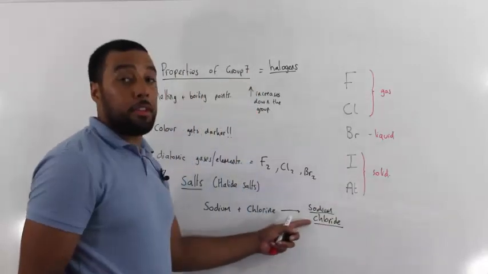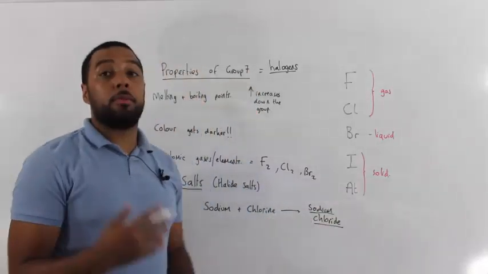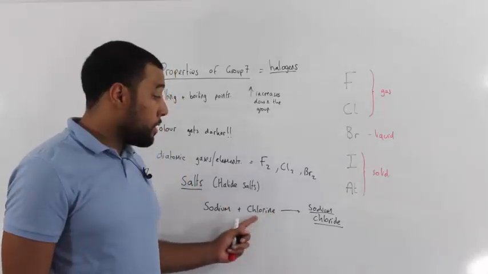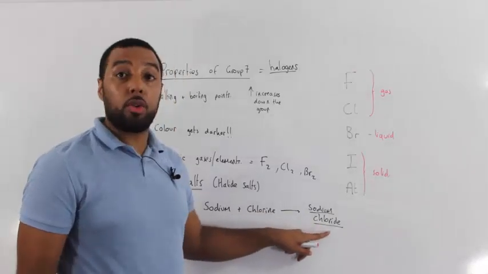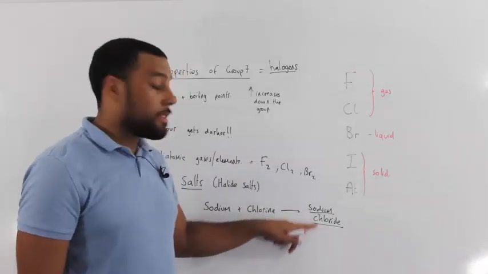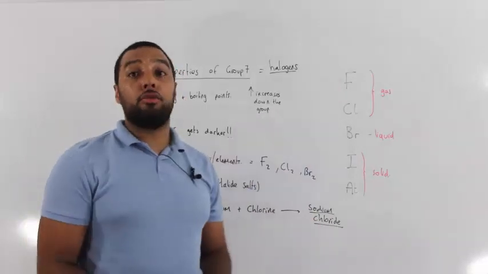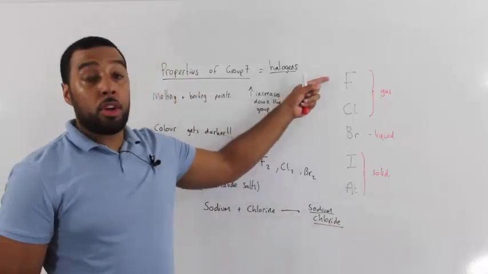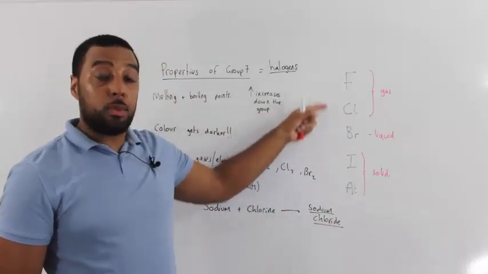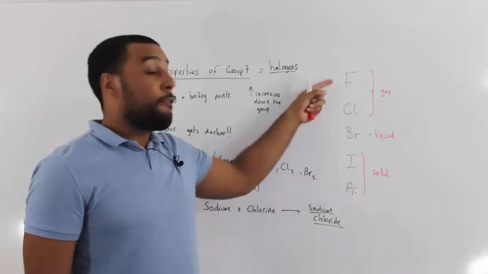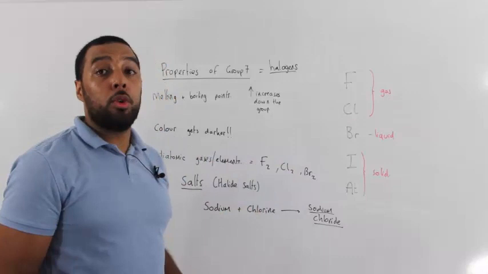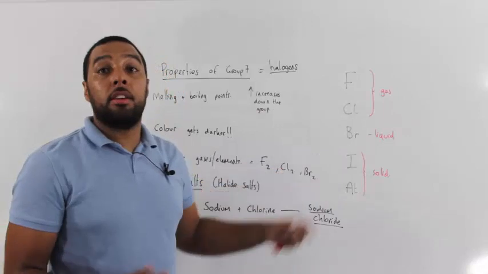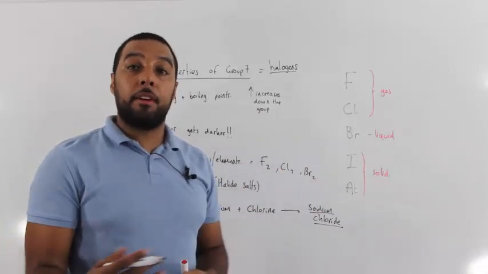Now notice how the name changes when it forms a salt. It's turned from a halogen, chlorine, into a halide, which is chloride. We would see this type of reaction happen with all of the group 7 halogens. The reaction with metals would get less vigorous as we go down the group. So in other words, fluorine reacting with sodium would be an explosive reaction, whereas sodium and iodine, the reaction may need some heat and it would be a very slow reaction.